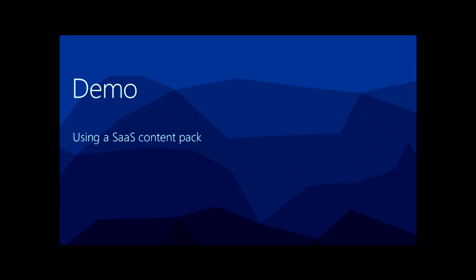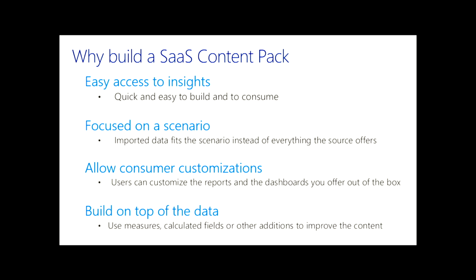So this is the get data page in the product. As I showed, if you click on the services, you'll see this list of content packs. I'm going to look for the Office 365 content pack, which is one of our recent content packs that we added.